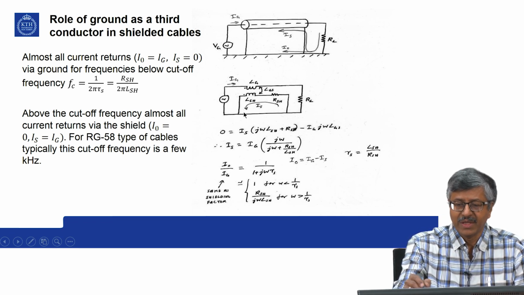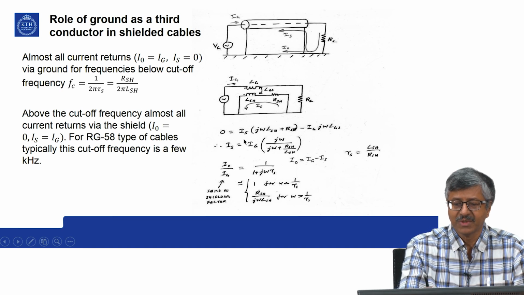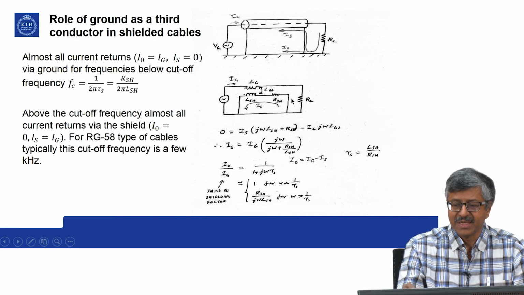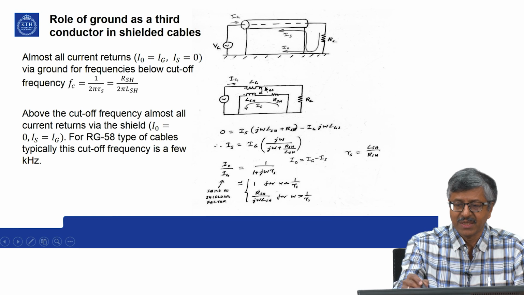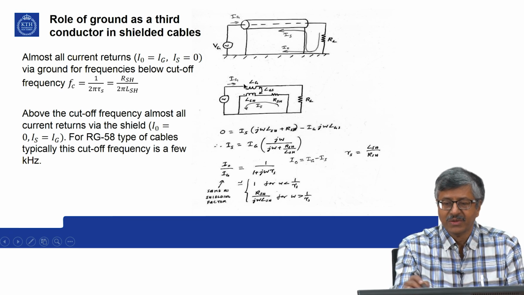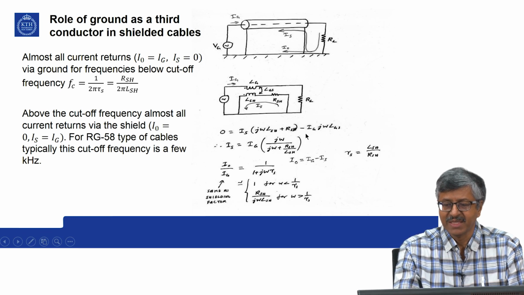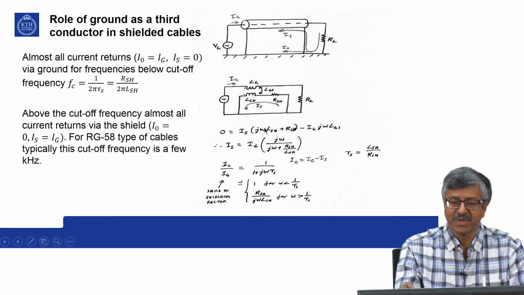Now, if you write the loop equation, 0 equals IS times (j omega LSH plus RSH), taking this shield loop, then a source, that is a series voltage source due to this mutual coupling, which will be opposing the original flux. So, it is minus Ig j omega LGS. This equation you have seen before.